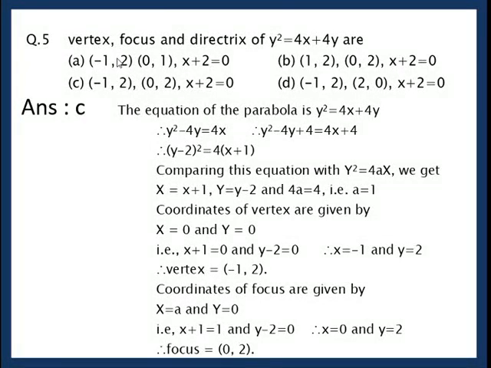No, because (minus 1, 2) is in options A, C and D. So we have to find focus. Focus is (a, 0), but capital X is a and capital Y is 0. So that gives me focus as (0, 2). Good. Now we need not find the directrix because in option C only these two are correct. So we go for C, that is Calcutta.